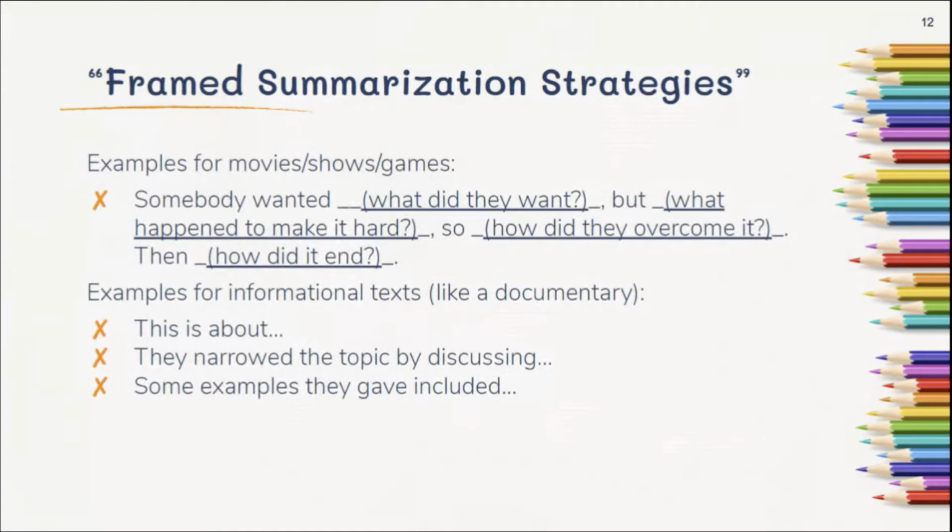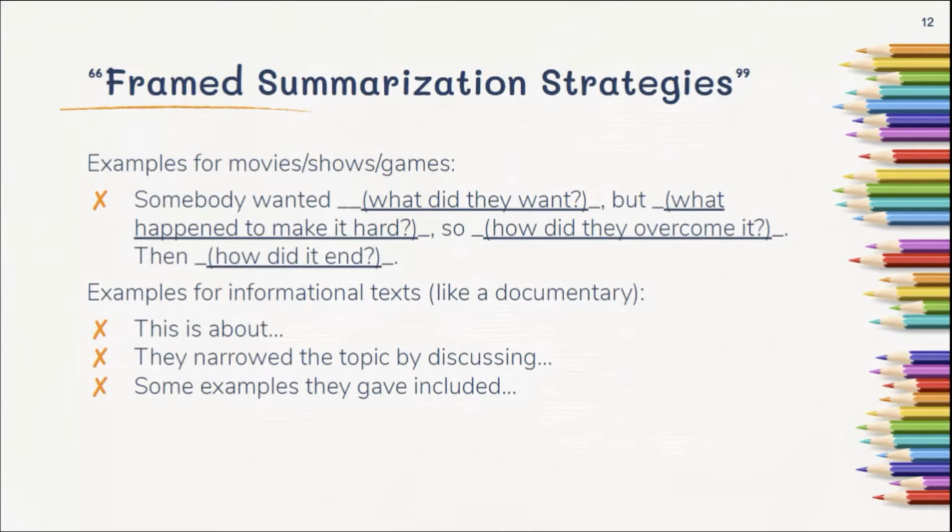Some other ones that might be more specific to types of text or types of shows, movies perhaps. One that they use in class is somebody wanted but so and then. So for this one, they will say who the person is or who the people are, what they wanted, what happened to make it hard. So is how did they overcome that obstacle, and then how did it end?